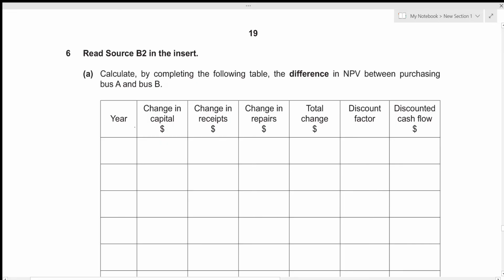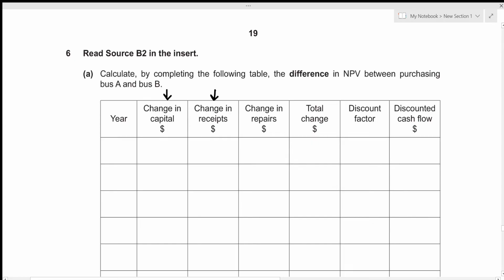Alright, so we are given the year change in capital. This change in capital just means the difference in capital between Bus A and Bus B. Change in receipts again means the difference in the receiving amount between Bus A and Bus B, and change in repairs means the difference between the cost of repairs for Bus A and Bus B.